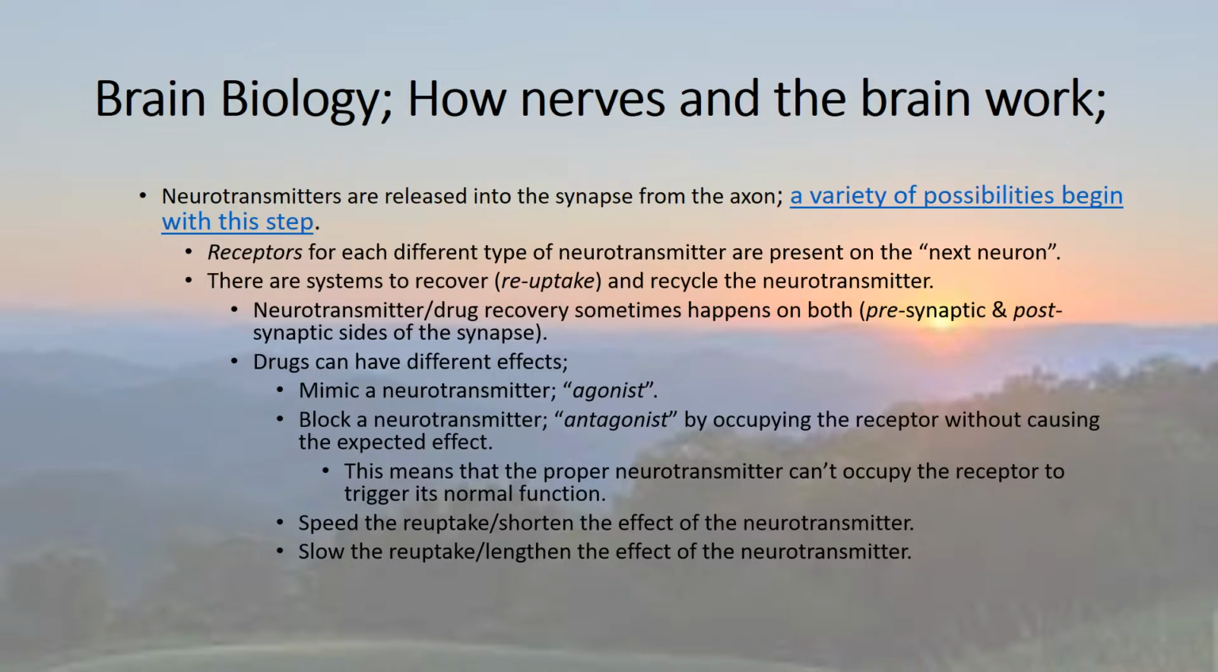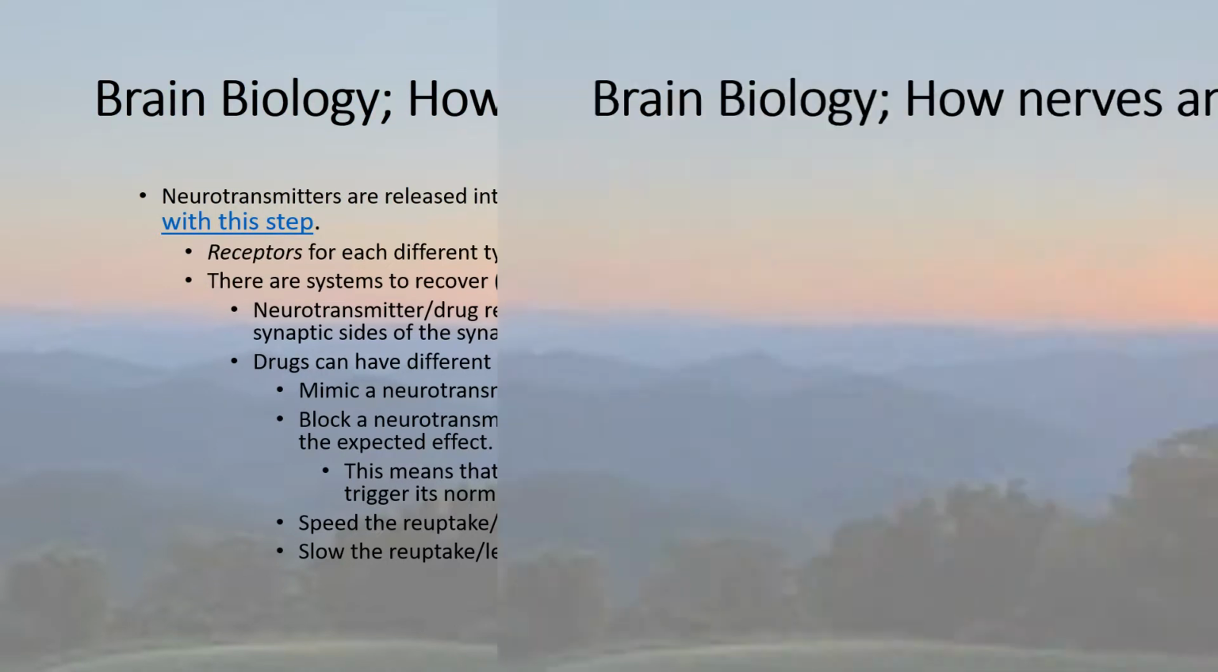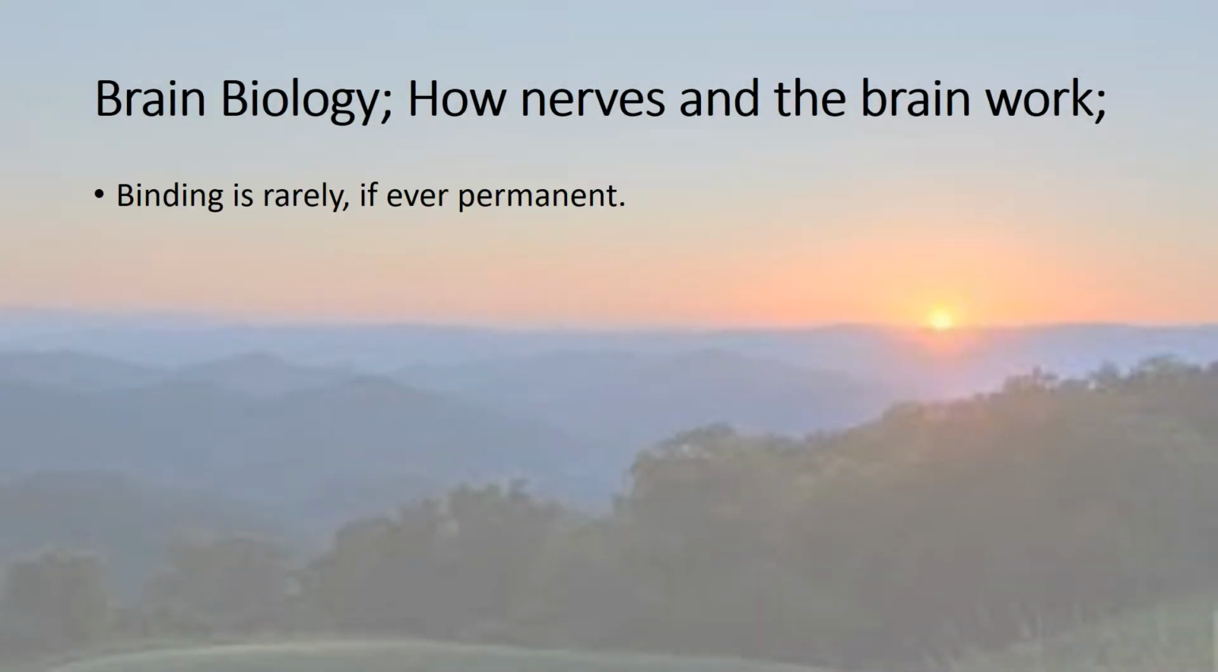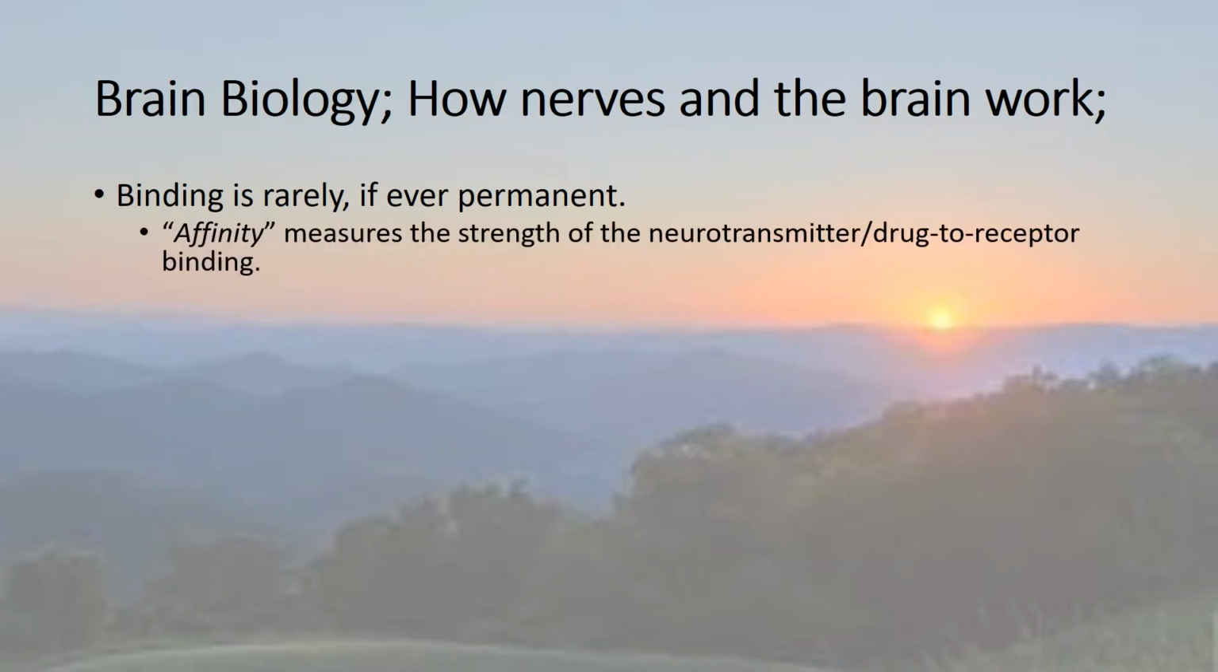The link at the top of this slide will give a very clear video demonstration of how all of this works. Sometimes neurotransmitter receptors can be sped up, shortening the length of the neurotransmitter effect. Other times they can be slowed down, lengthening the effect of the neurotransmitter. Binding is rarely, if ever, permanent.